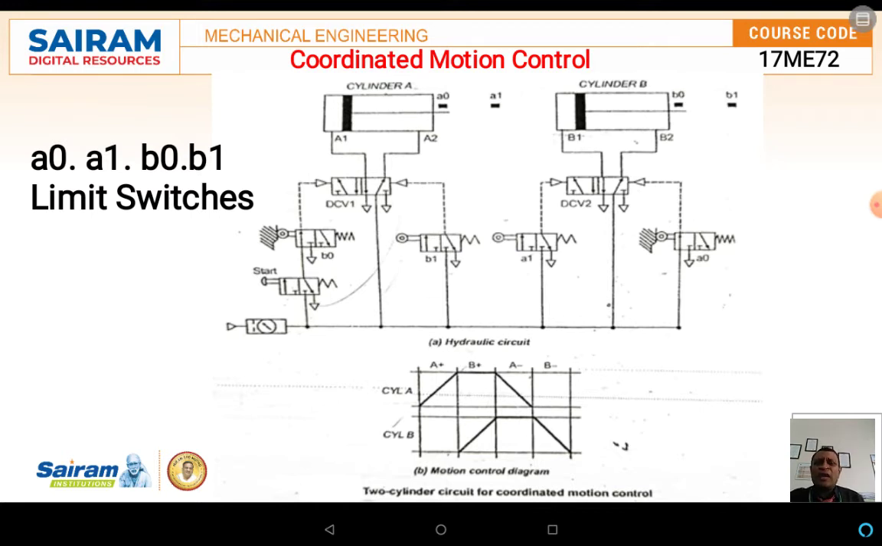There should be a 5 by 2 way DCV valve and also a 3 by 2 way DCV valve. Now here, in cylinder B and also cylinder A, there are two different valves: one is a 5 by 2 way valve and the other a 3 by 2 way valve. These are in turn connected to a main line, where the air is flowing through the FRL.